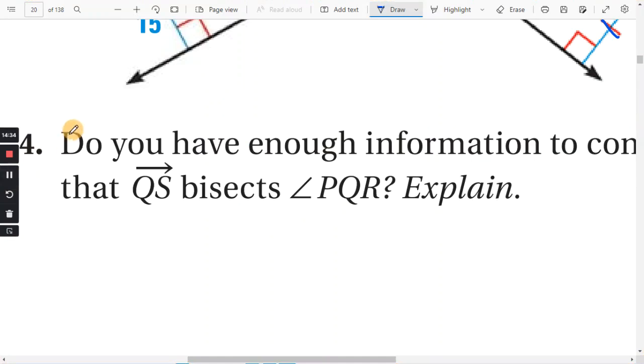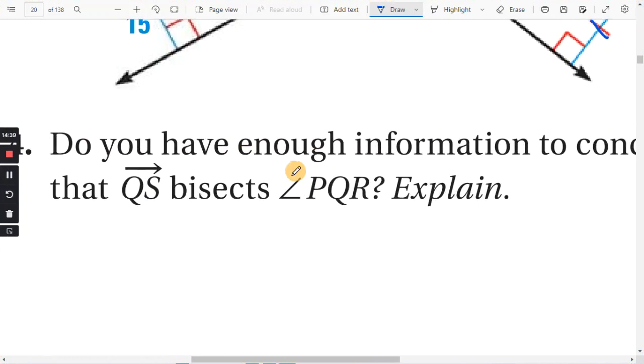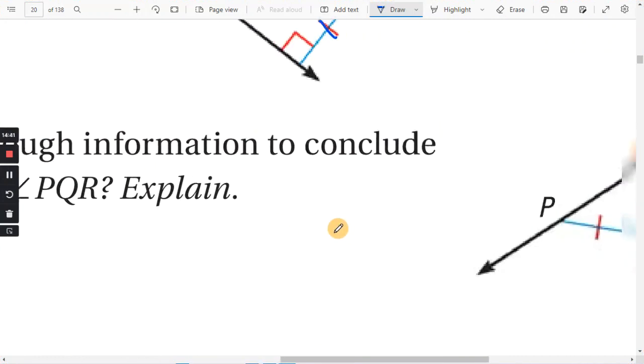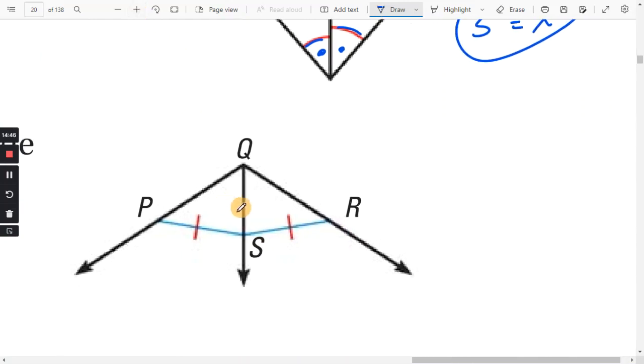All right, let's see. Do you have enough information to conclude that QS bisects PQR? Explain. All right, let's take a look. So they're asking us if QS bisects PQR. In other words, they're asking if this angle matches this angle. Okay, see if you can prove the triangles congruent. That's my hint. So if we were to try to prove these triangles congruent, the first thing I would do is mark this side that's shared by both triangles.